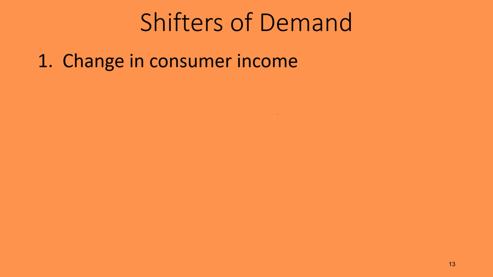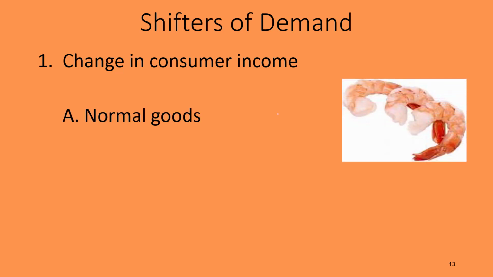Right, now, when it comes to a change in consumer income, there's two types of goods that we're going to talk about. The first is what we call a normal good. And a normal good is something that you like to buy and will buy more of if you have more money.